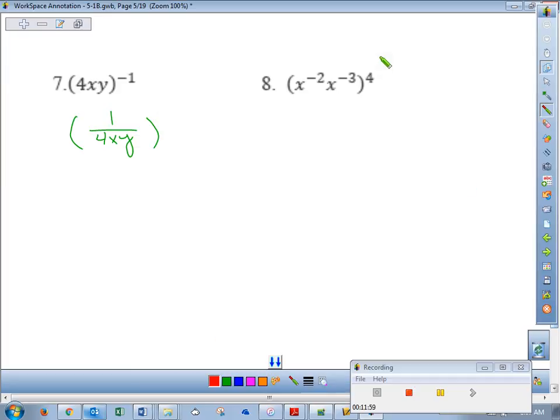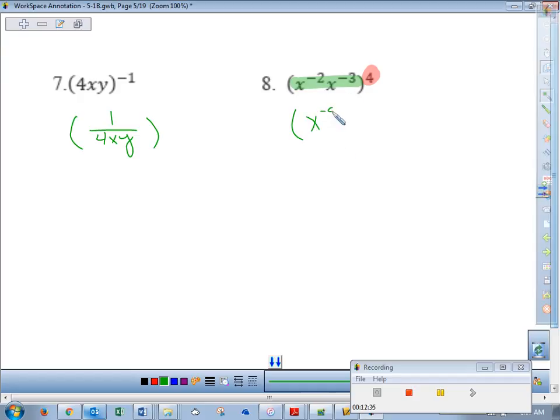Number 8. Two different things about it. Number 1, ding, ding, ding, not a negative exponent. That's a positive exponent. We're in shape with that. Number 2, can anything clean up inside of there before we even get started? What is that? X to the negative 2nd times x to the negative 3rd. Will it be x to the negative 6th, x to the positive 6th, or x to the negative 5th? You add those exponents together and get x to the negative 5th.